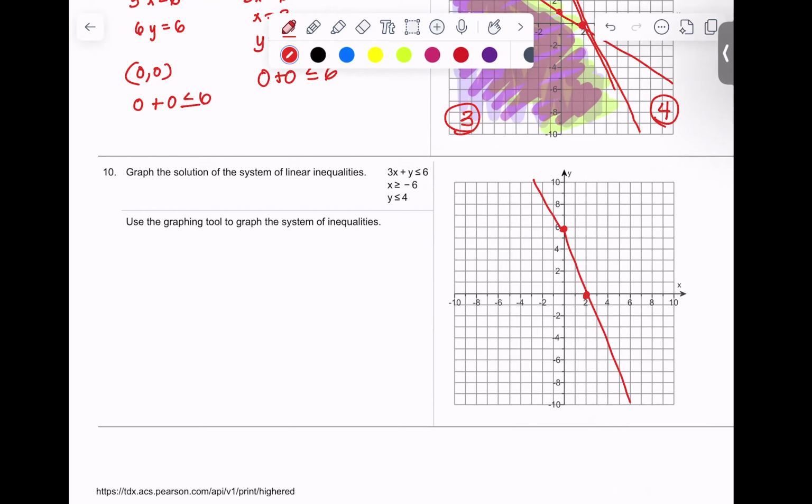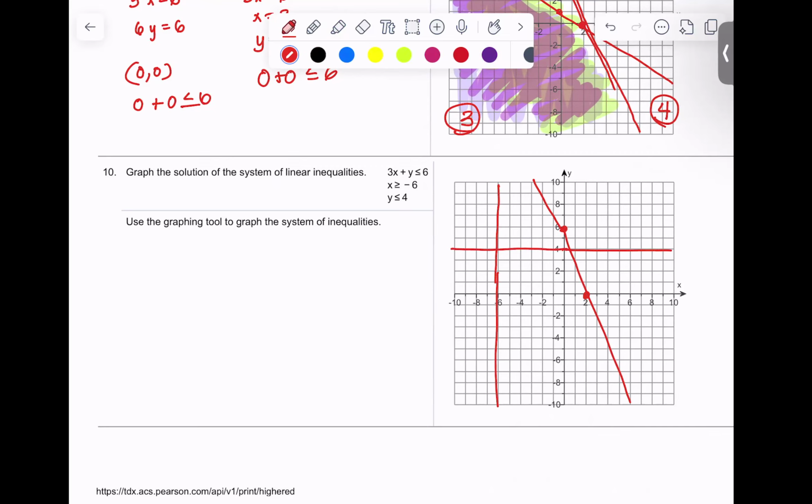And then we have x is -6, and that's going to be a solid line. And then we have y is 4. That's also going to be a solid line.